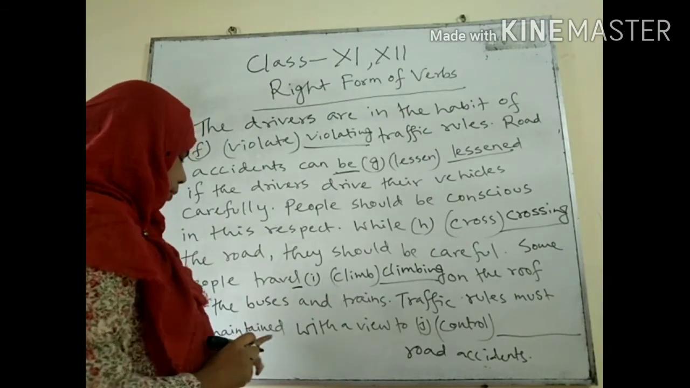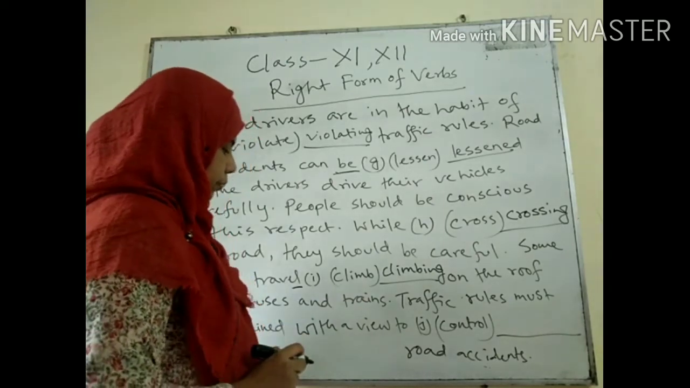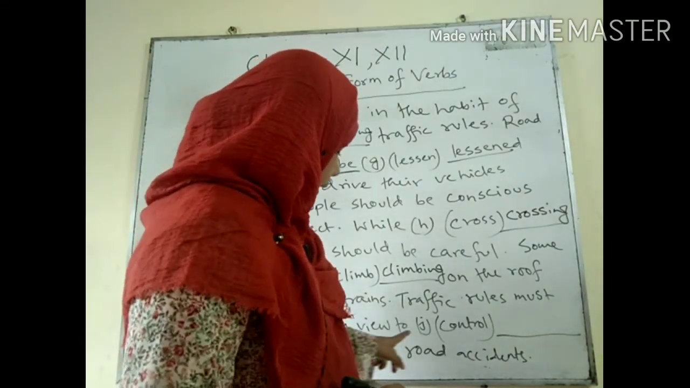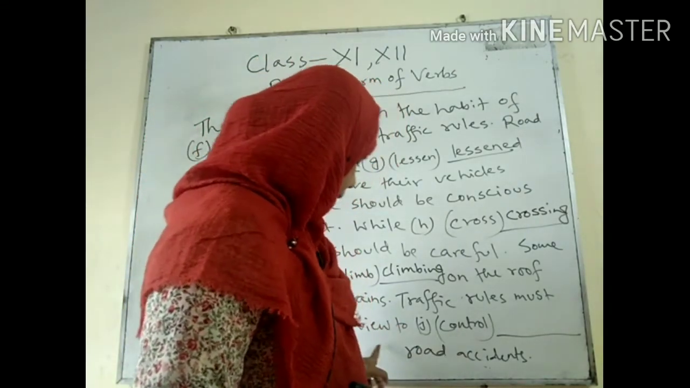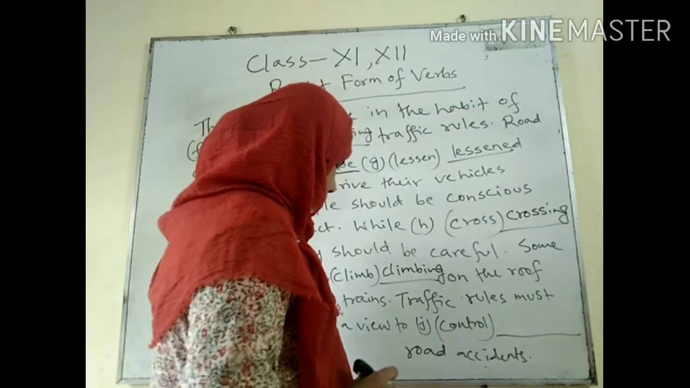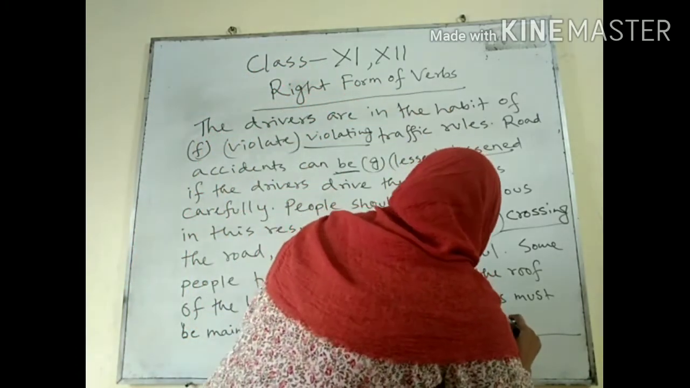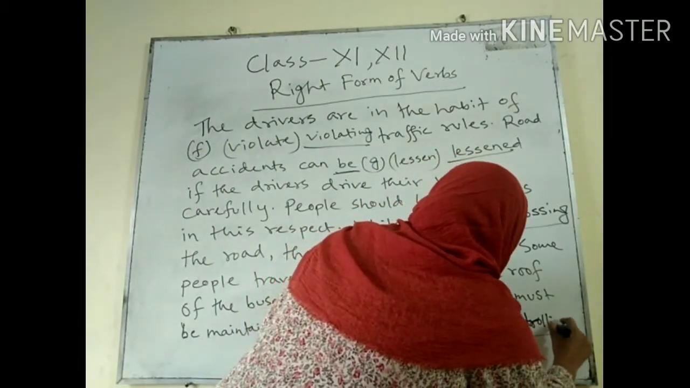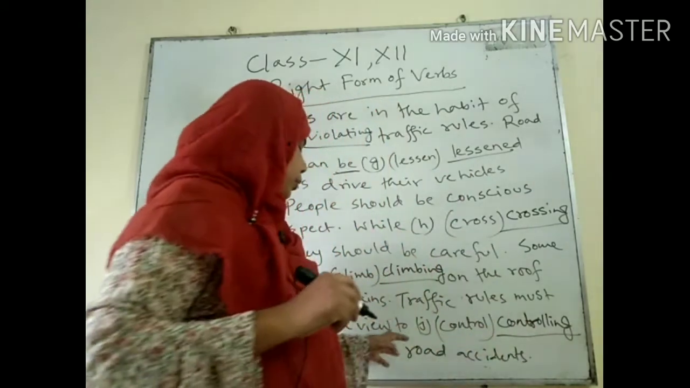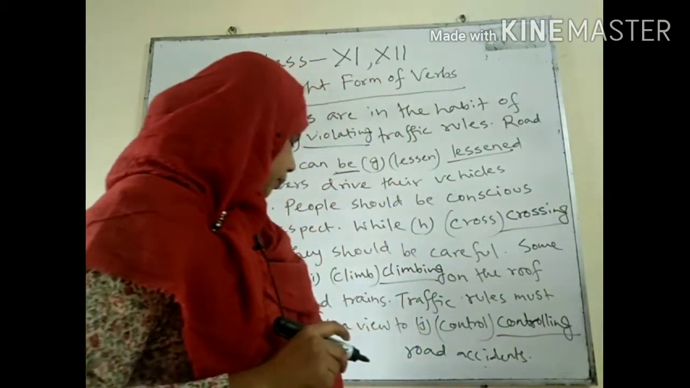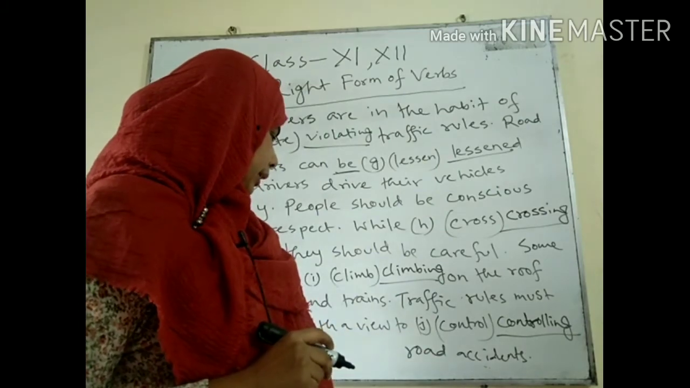Traffic rules must be maintained with a view to. If we have with a view to before a verb, then the verb will be in ing form: controlling. So, after with a view to, the verb will be in present participle: controlling road accident.